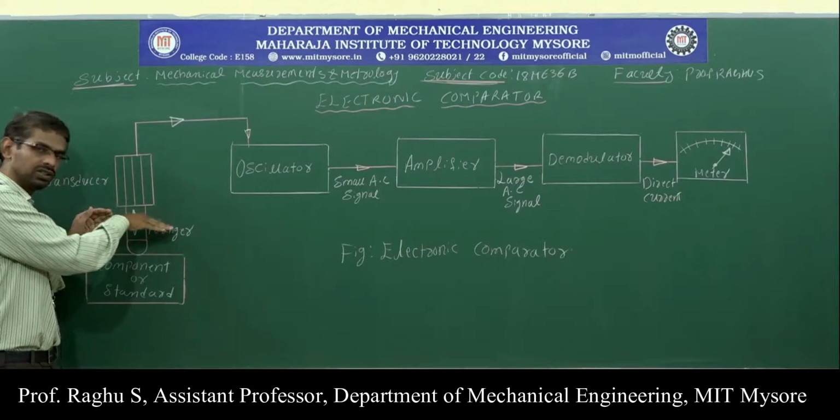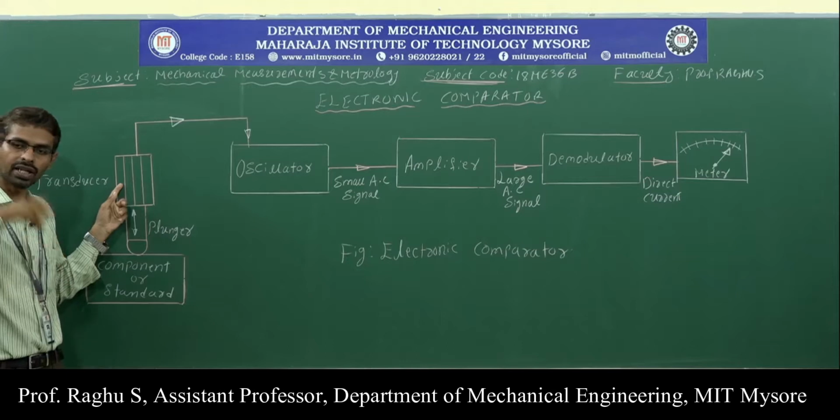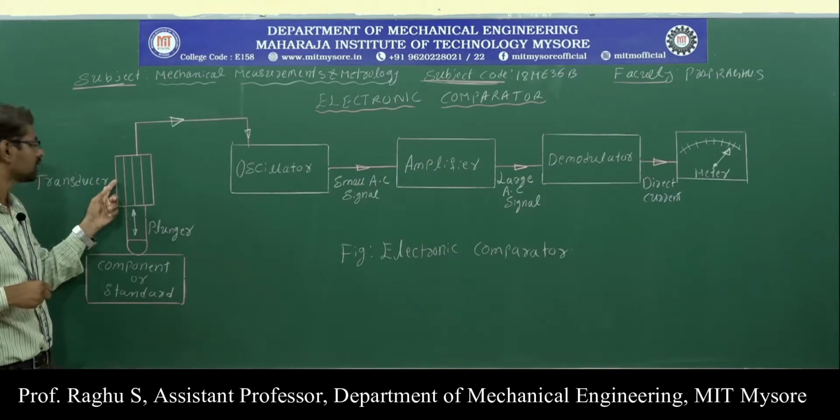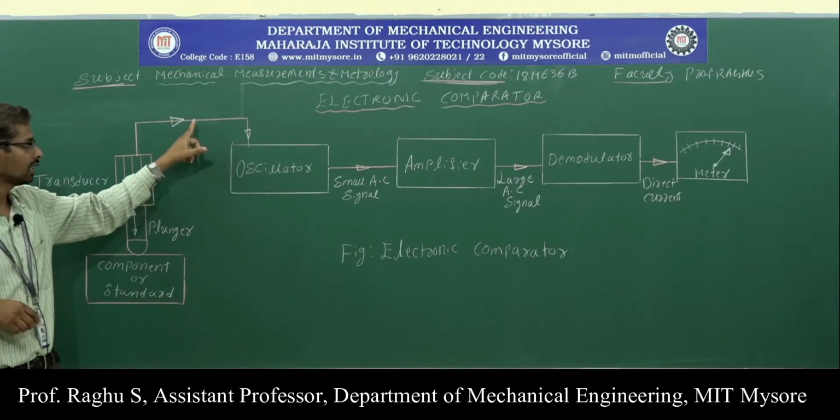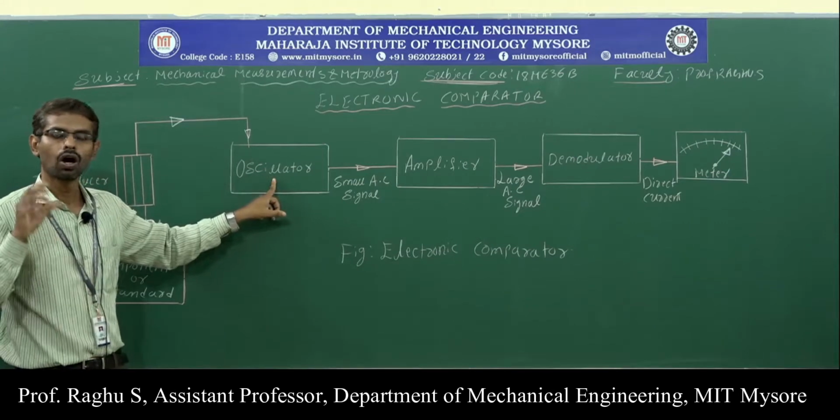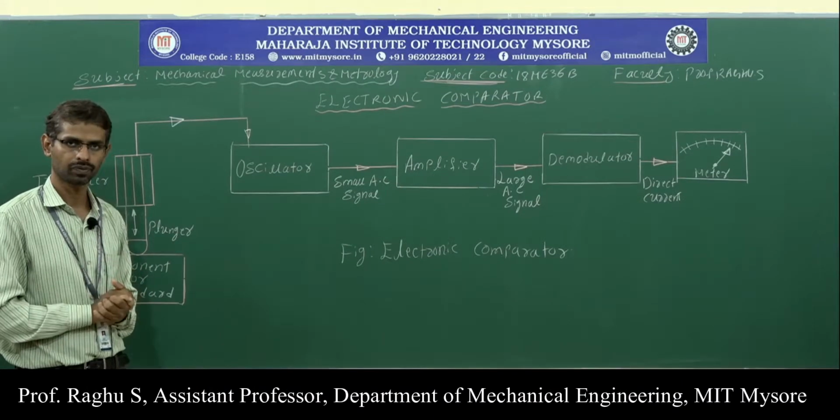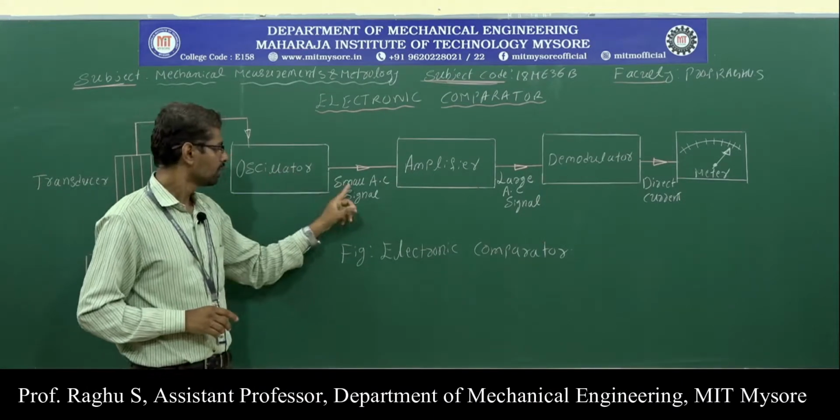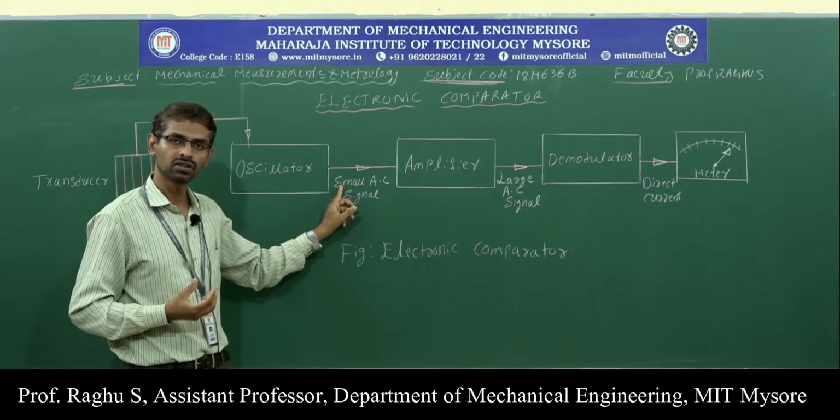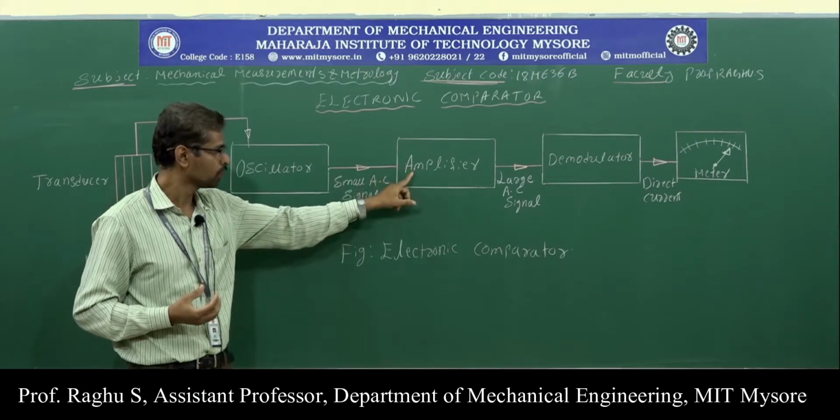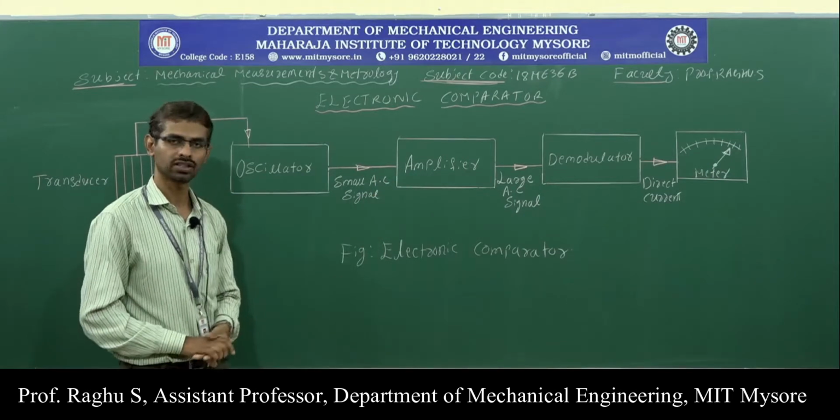This linear movement of the plunger is picked up by the transducer. The transducer converts the linear movement into an electrical signal. Now this electrical signal is fed to the oscillator. The function of the oscillator is to produce periodic oscillating waves. This periodic oscillating wave has small strength, so we need to amplify the strength of the signal. For that purpose we are using the amplifier. The amplifier converts a small AC signal into a large AC signal.